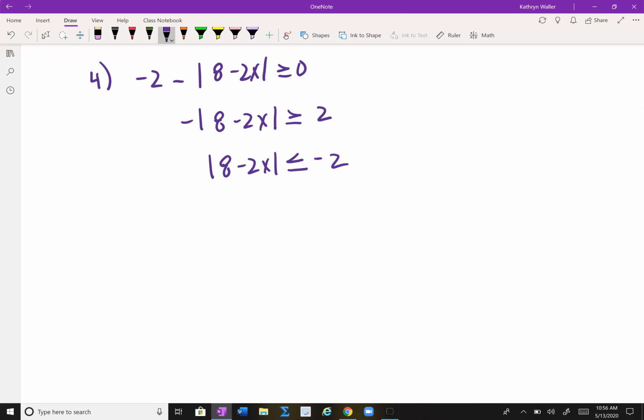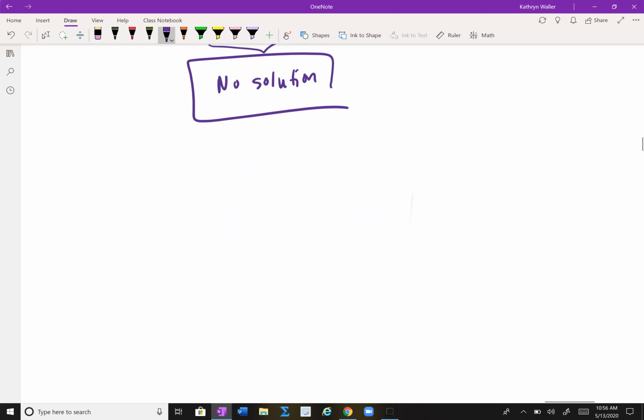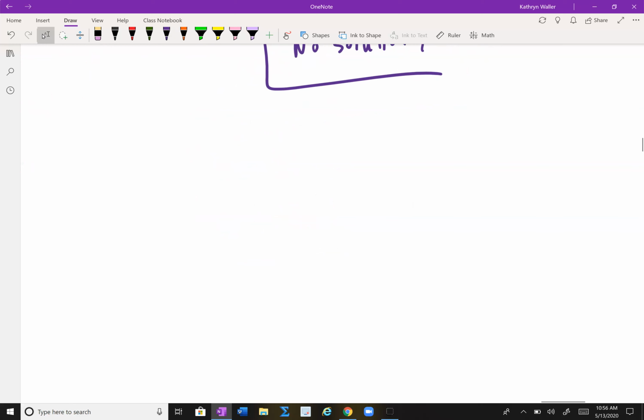Okay, so this is very unusual. I don't think you're going to get this on your test, but if you think about this, an absolute value is always positive. It's either 0 or it's positive, but it's never negative. So they're saying, when is an absolute value less than a negative number? Well, an absolute value is never less than a negative number. So this is no solution, and you're done, okay? Don't worry a ton about that. Just understand it and move on. Okay, so here's question 5.